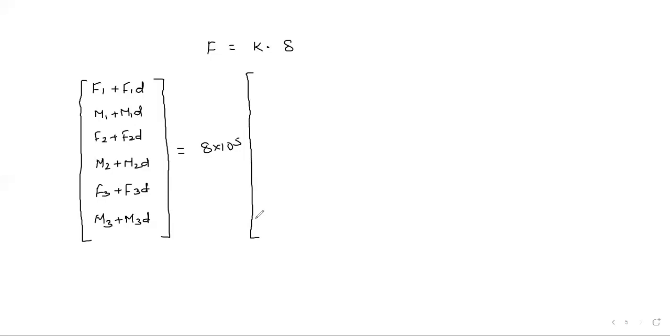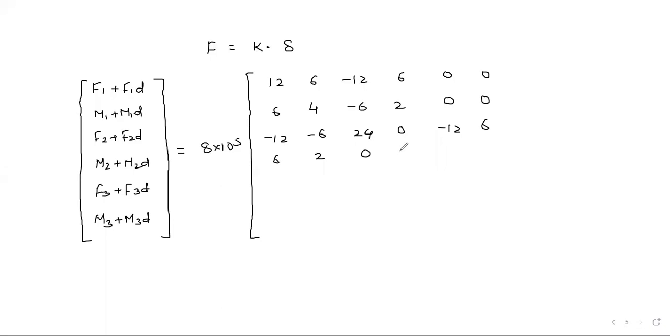Then the K matrix is going to be: 12, 6, minus 12, 6, 0, 0. Then 6, 4, minus 6, 2, 0, 0. Then we have minus 12, minus 6, 24, 0, minus 12, 6. Then we have 6, 2, 0, 8, minus 6, 2. Then we have 0, 0, minus 12, minus 6, 12, minus 6. And here we have 6, 2, minus 6 and 4.